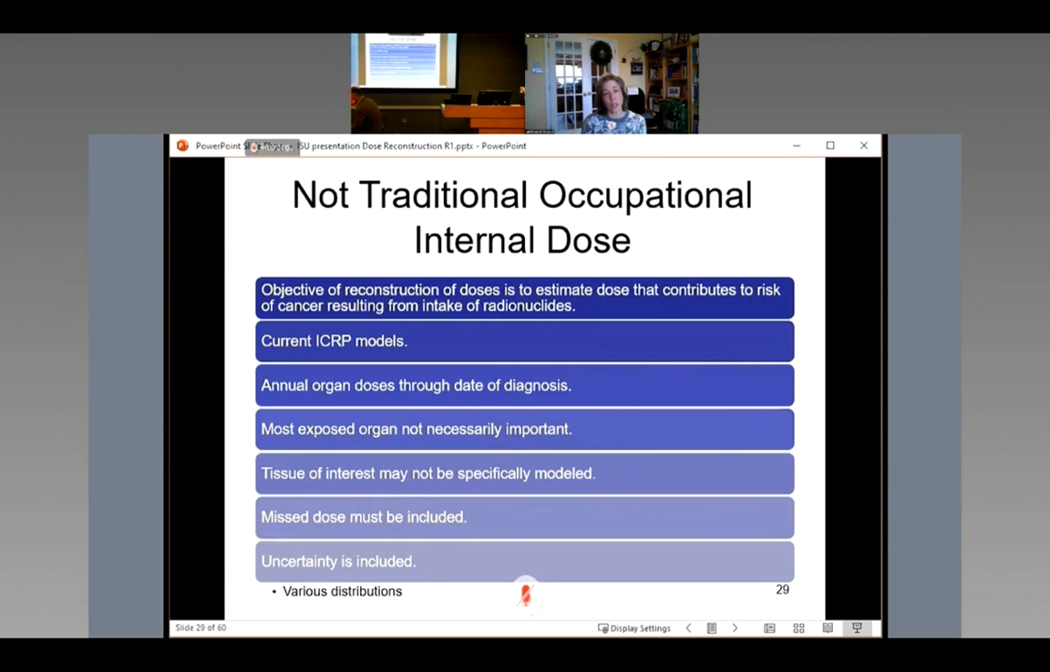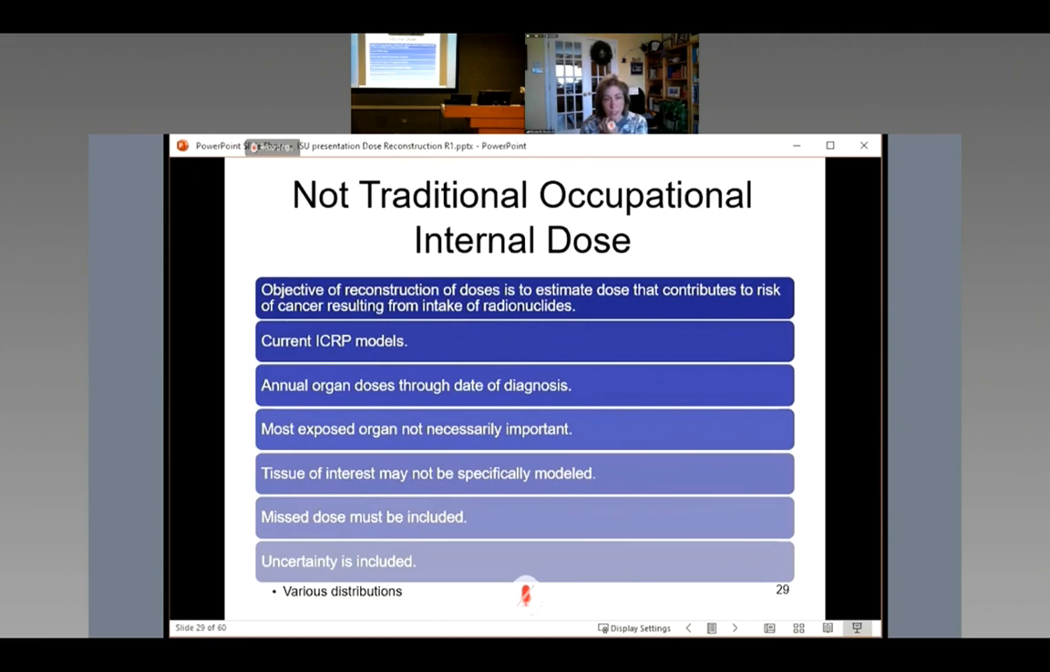So this is not traditional occupational internal dose. The objective is to estimate the dose that contributes to the risk of the cancer from intakes of radionuclides. So we're not looking at whether a regulation was met, but we're looking to estimate the dose contributing to the risk of the cancer.